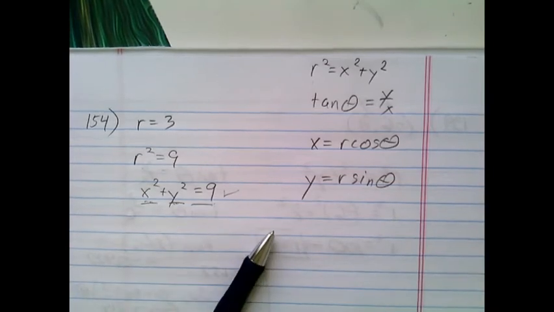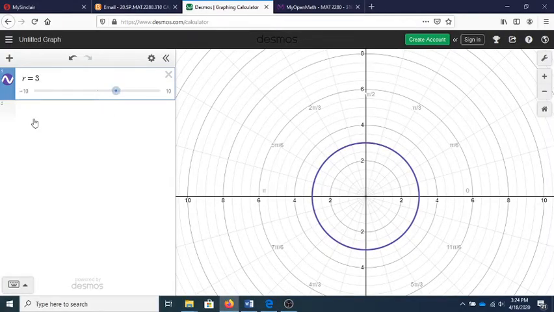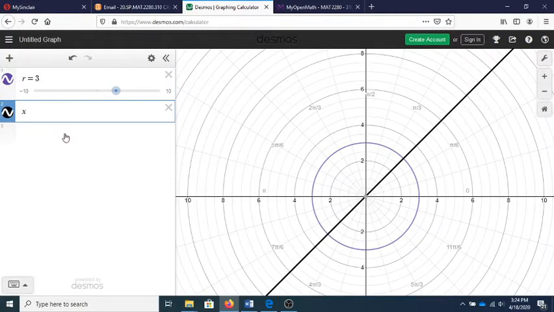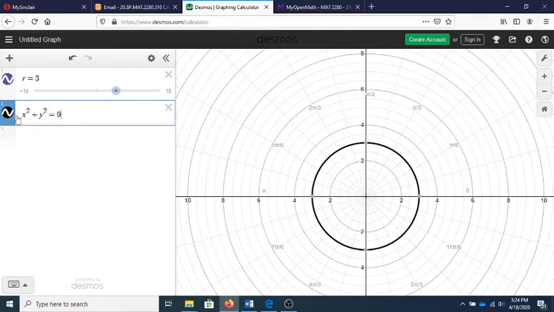Okay, I could enter that into Desmos and it would give me the same circle. X squared plus y squared equals 9. Okay, it just covered that purple circle over with a black circle. But it's the same circle.